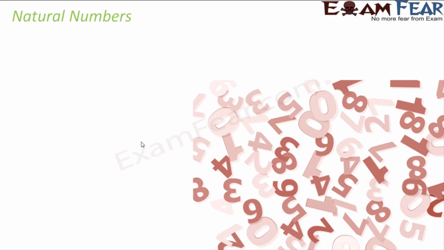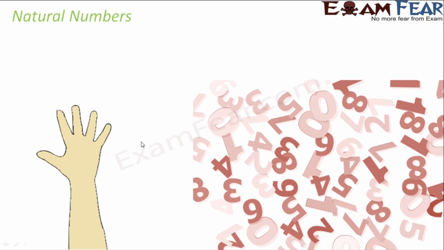The first numbers which naturally come to us are nothing but the natural numbers. So the numbers starting from 1 to infinity, 1, 2, 3, 4, 5, 6, and so on till infinity, are all natural numbers. Why are they natural numbers? Because they come very much naturally to us. If you ask a small kid, maybe aged 2 or 3, to count, how does he start counting? He starts with 1, 2, 3, 4 and so on.